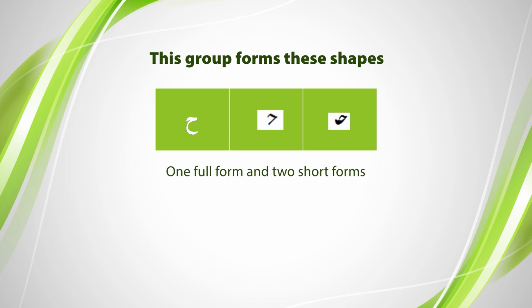This is about Jim group. These forms belong to Jim group. Jim, Che, Khe, He. These 4 alphabets turn into 2 short forms and 1 full form. Second thing about this is all the forms are in frequent use. We are frequently using these forms.